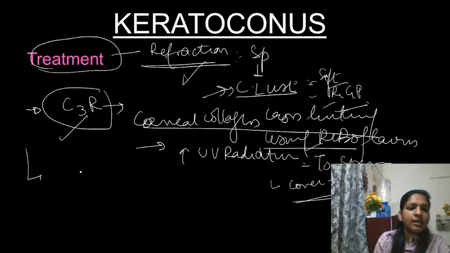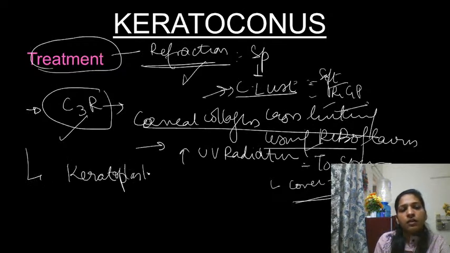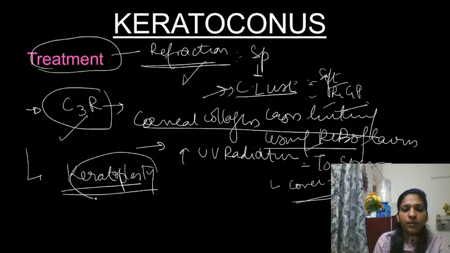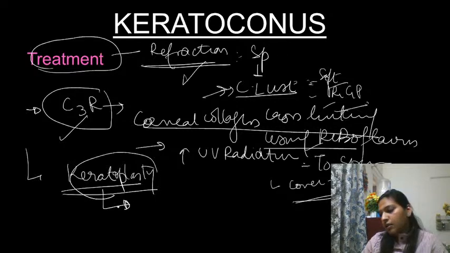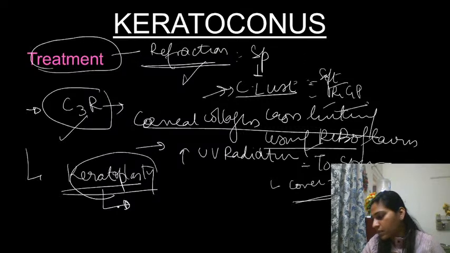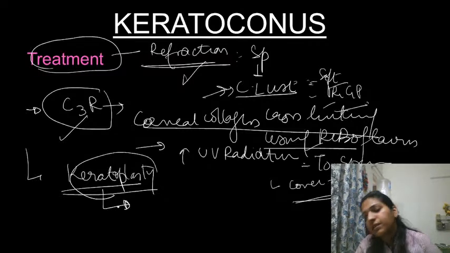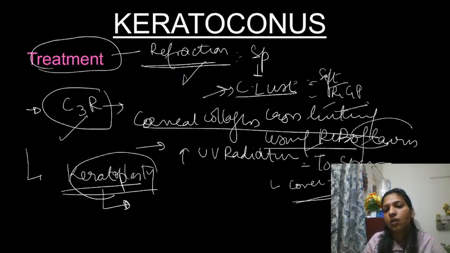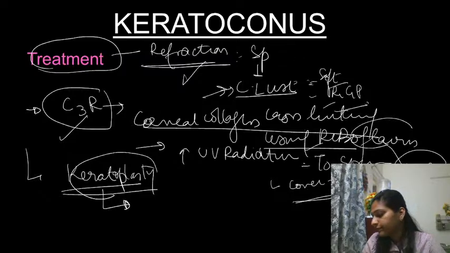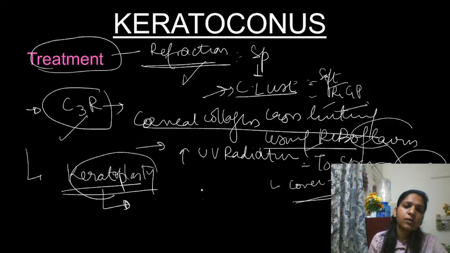The last one is keratoplasty. In end stages we can do keratoplasty. I will discuss keratoplasty in the further slides, but for now just remember it. Yes, UVA, not vitamin A; riboflavin is vitamin B. Yes, we can also use Intacs.